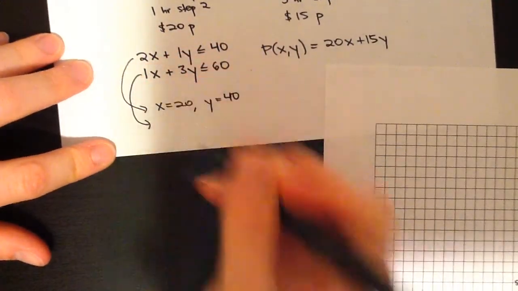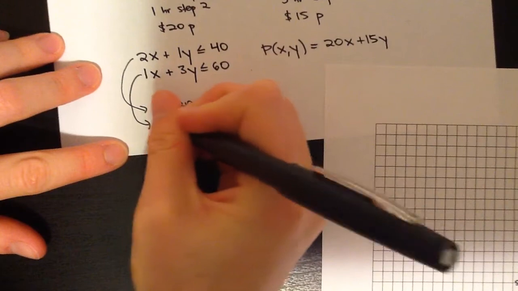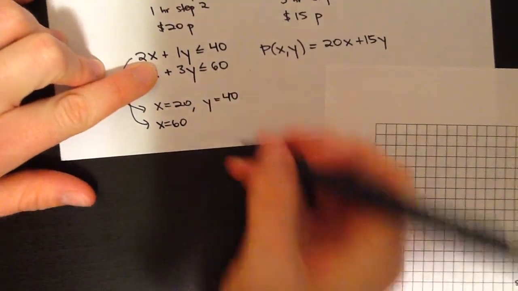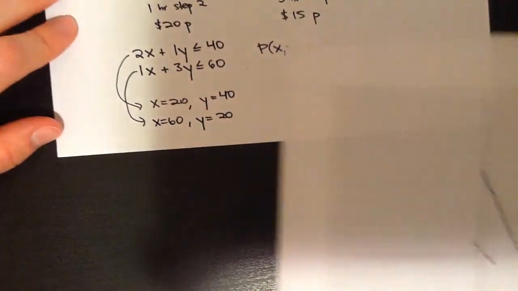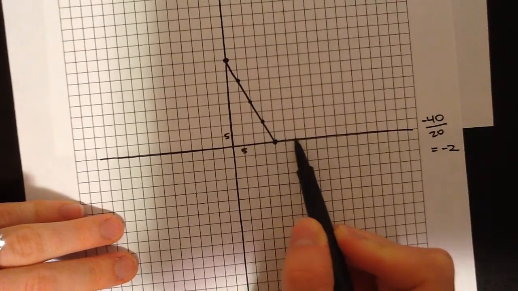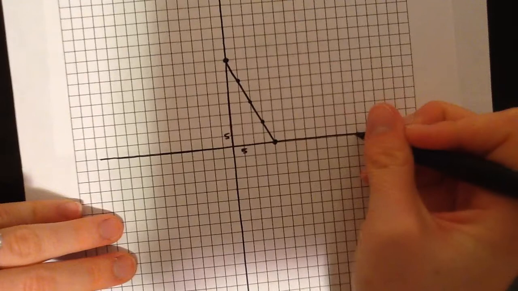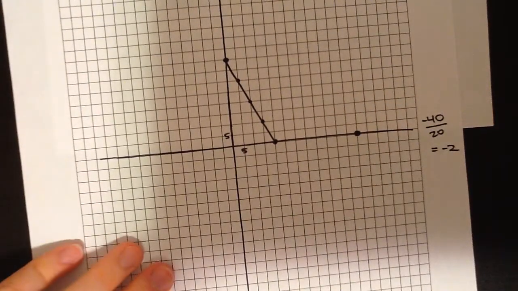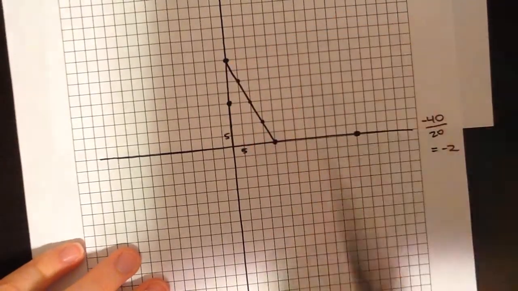Second equation right here. If I plug in 0 for y, my x-intercept comes out to be 60. And then if I plug in 0 for x, divide both sides by 3, and my y-intercept comes out to be 20. So let's plot that. So an x-intercept of 60: 10, 15, 20, 30, 40, 50, 55, 60. So we're scaling by 5. So there's an x-intercept of 60, and then we have a y-intercept of 20.